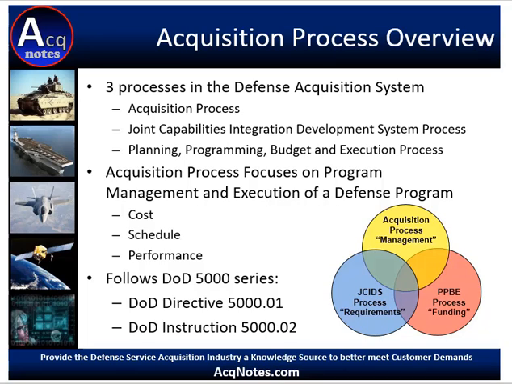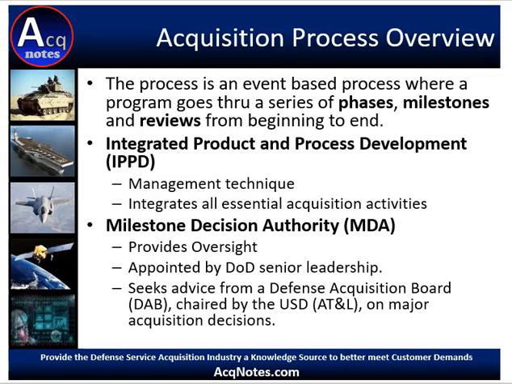The acquisition process is governed by the DoD 5000 series. There are 2 main documents that are followed: DoD Directive 5001 and DoD Instruction 5002. These documents are the linchpin and the foundation of the acquisition process and have to be known by every program manager. The acquisition process is what the DoD calls an event-based process, where an acquisition program goes through a series of phases, milestones, and reviews from beginning to end.